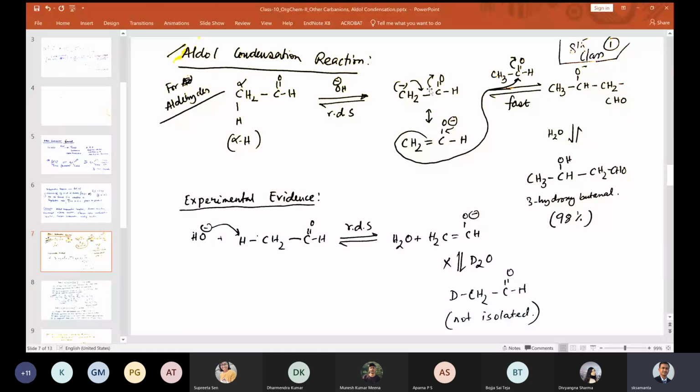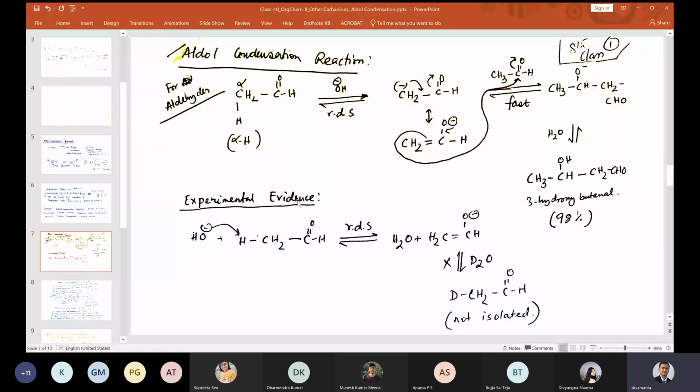Correct? So that means if this is the first step, if this is the rate determining step, means if this is the slow step, then this would come back here. But because the second step is very rapid and fast, the moment the carbanion generates, it attacks here and forms this product. It does not go back here. So what would you expect if this is the rate determining step? You would not expect incorporation of D in this molecule, correct?